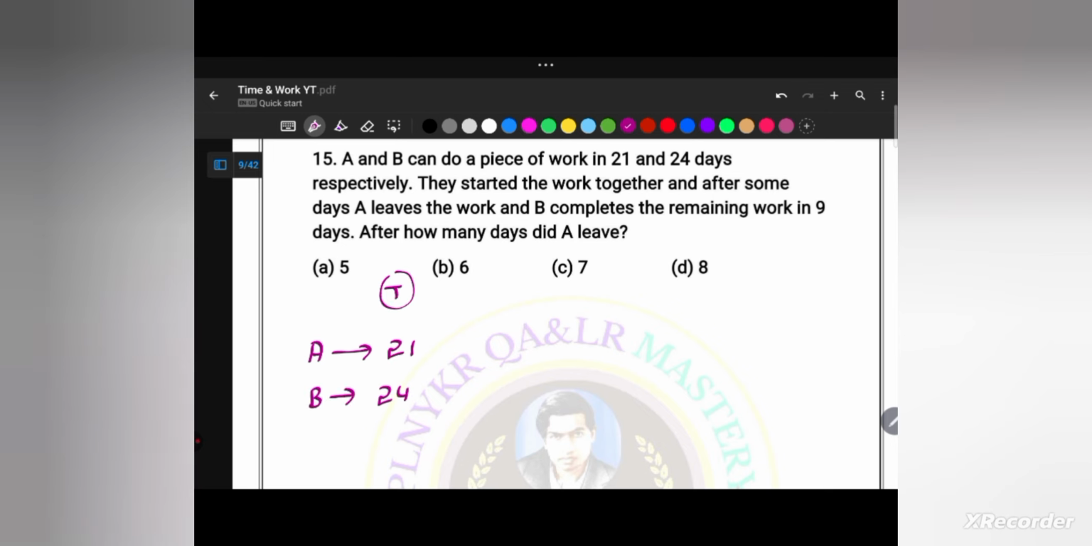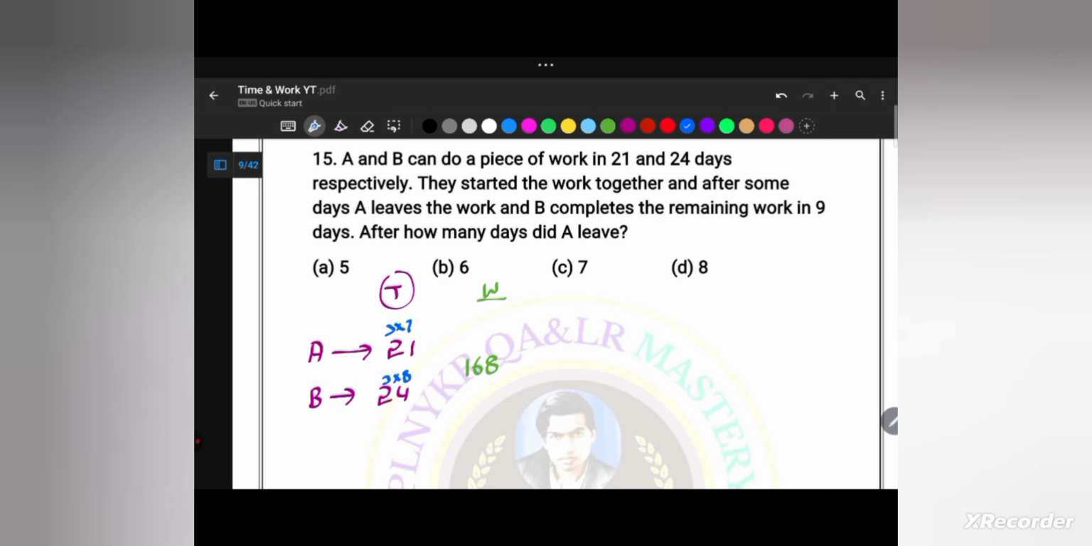In the next step, we'll be finding the work done, which is by the LCM method. The LCM of the time periods, how much will it be? 3 into 7 and 3 into 8. We can take it as 3 into 7 into 8, which is 168. By the prime factorization method, the LCM will be 3 into 7 into 8.